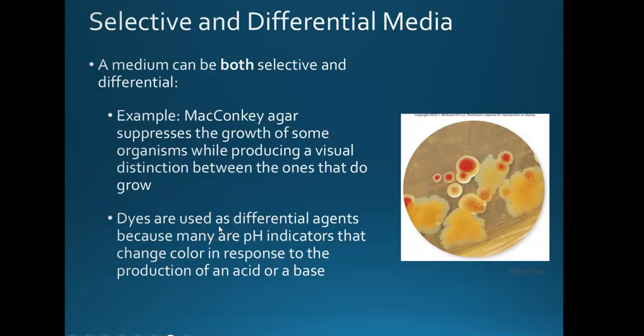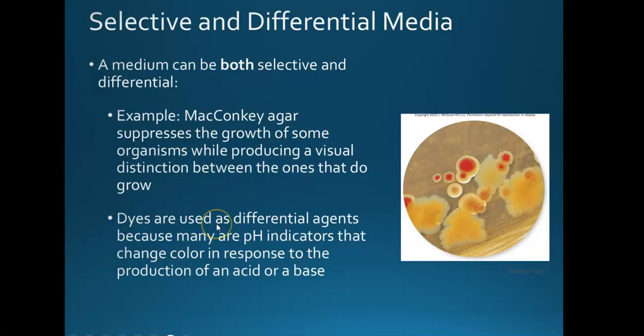Some media can be selective and differential at the same time. They can be both selective and differential. We have the example of a MacConkey agar, which, as it says, will suppress the growth of some of the organisms, and then those that are able to grow, we're able to see visual differences between them so that we can distinguish between the different species that are able to grow. So we can prevent the growth of some microorganisms, and those that do grow, we can distinguish amongst them.